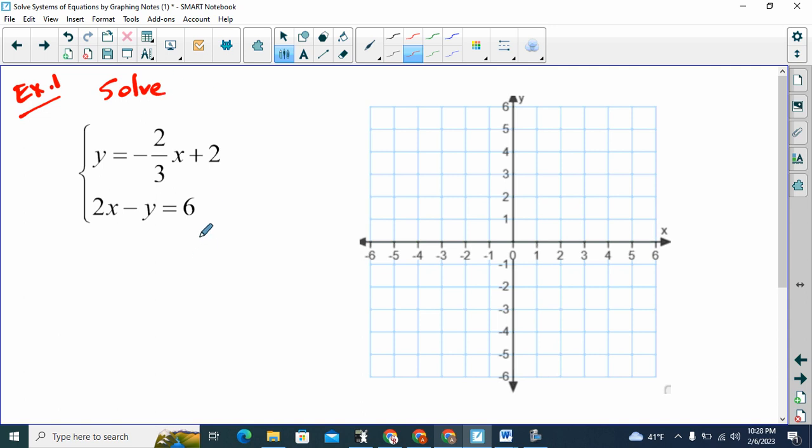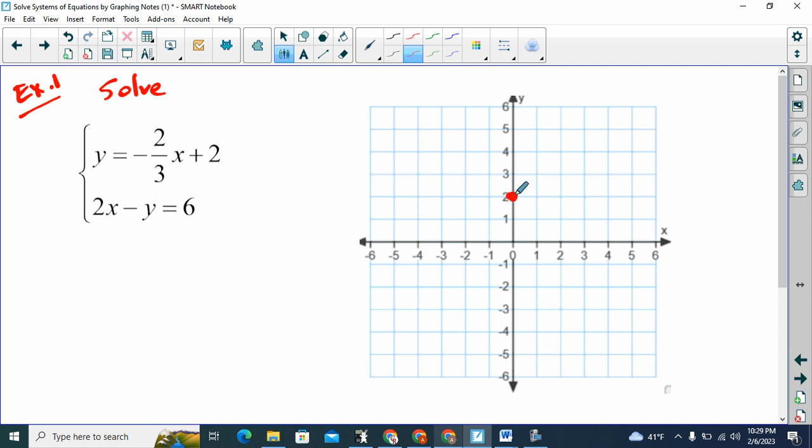We need to solve the given system, and we have y equals negative 2/3 x plus 2 and 2x minus y equals 6. The first equation that is given is in slope-intercept form. If it's in slope-intercept form, we can quickly graph by identifying the slope of negative 2/3 and the y-intercept of positive 2. So my y-intercept should be 2.